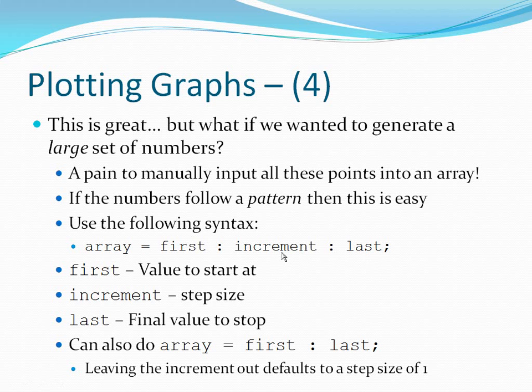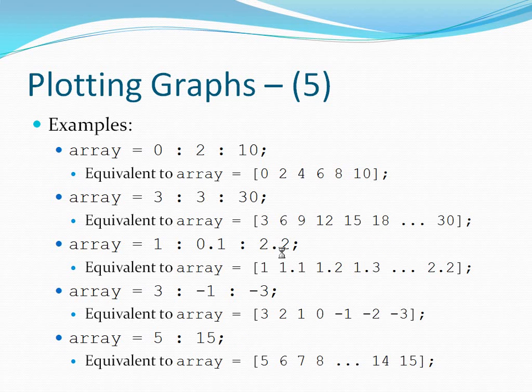So here are some examples. If I wanted to create an array from 0 to 10 in steps of 2, you do 0 colon 2 colon 10. Okay, so what this will do is that it creates a 6-element array where you do 0, 2, 4, 6, 8, and 10. So it goes from 0 to 10 in steps of 2. If I wanted to create an array from 3 to 30 with increments of 3, this would mean 3, 6, 9, 12, all the way up to 30.